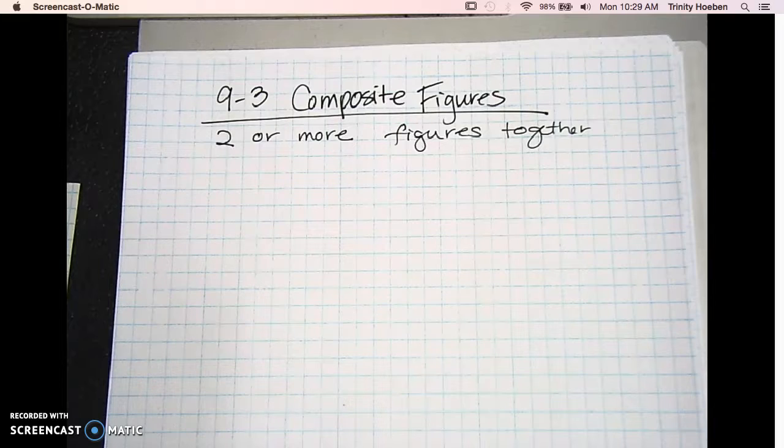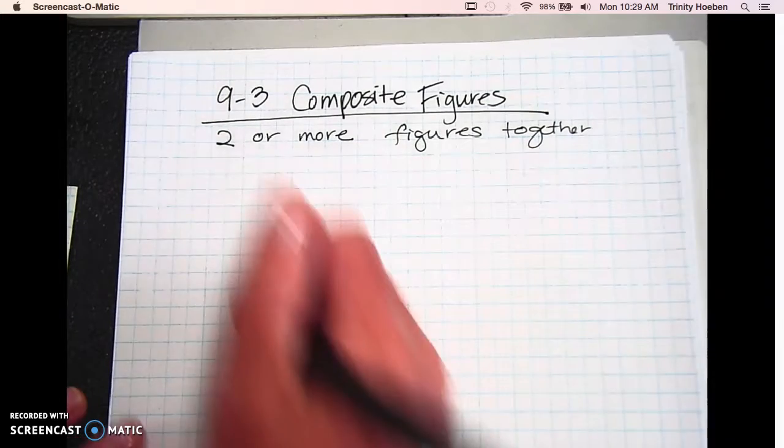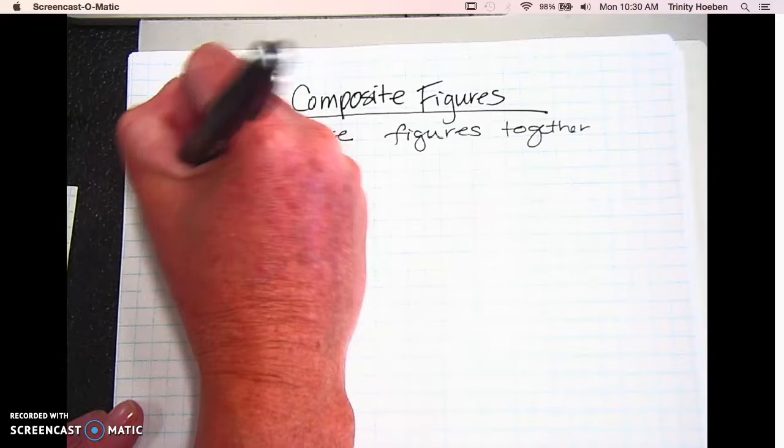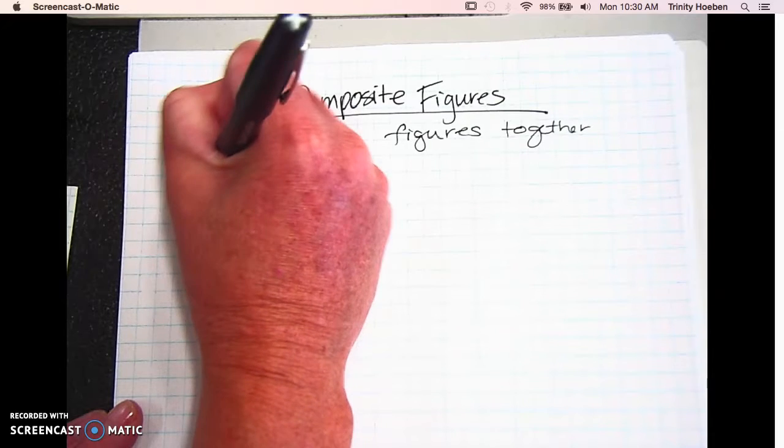Okay? We're also going to see one today where you have a figure and then you have a different figure missing out of it. So you're actually going to end up subtracting. But let's start with one where you add. So example number 1.